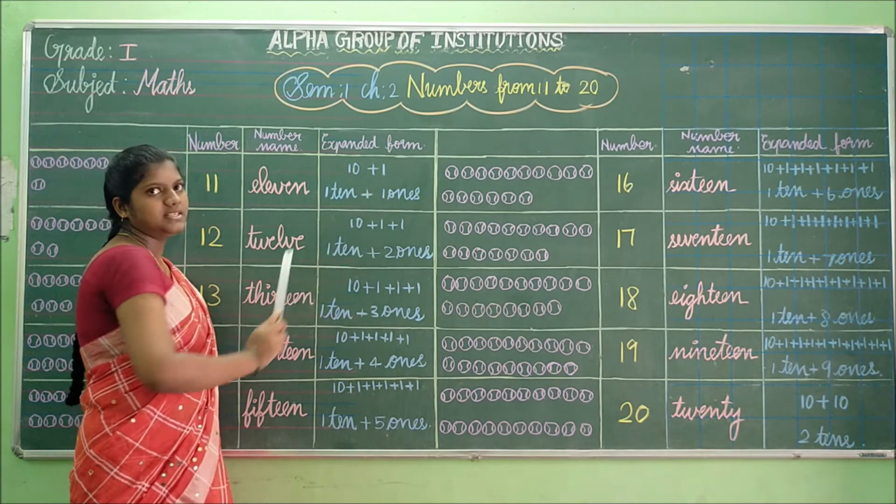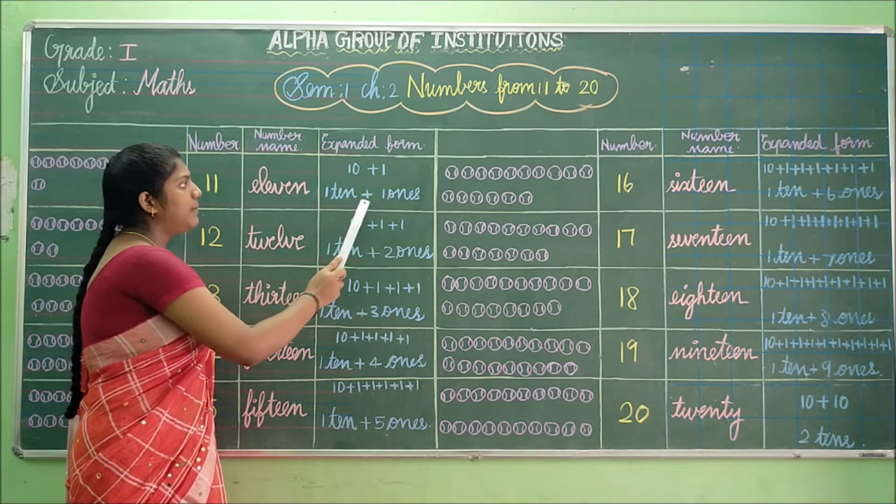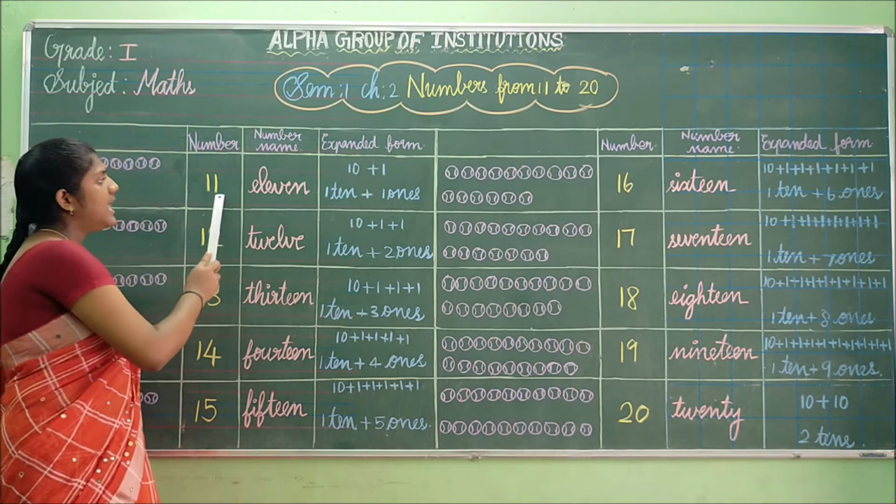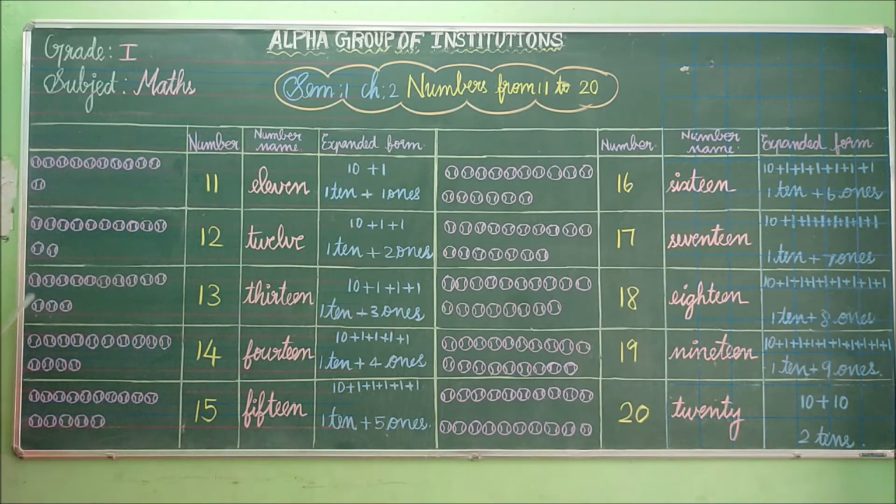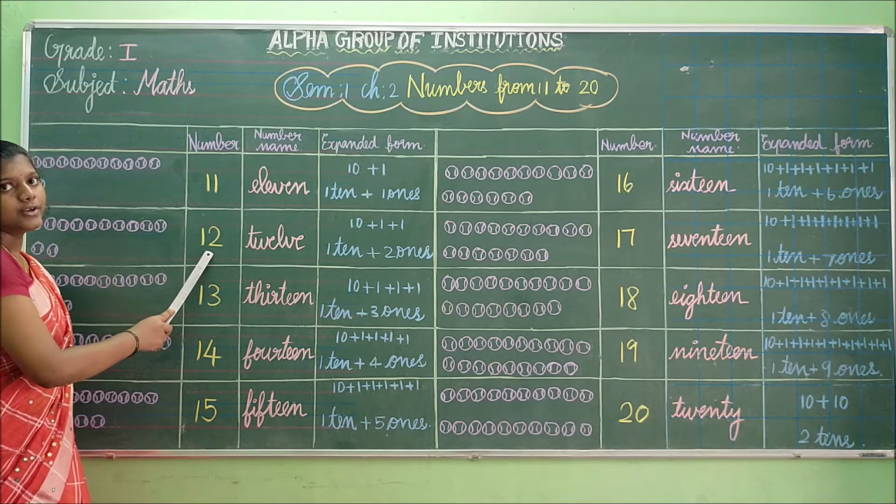10 and 1 ones. So 1 ten plus 1 one is 11. Okay children, now we will move to the next one. Count with me. 1, 2, 3, 4, 5, 6, 7, 8, 9, 10, 11, and after 11 what comes? Yes, 12. So we represent it as the number 12.